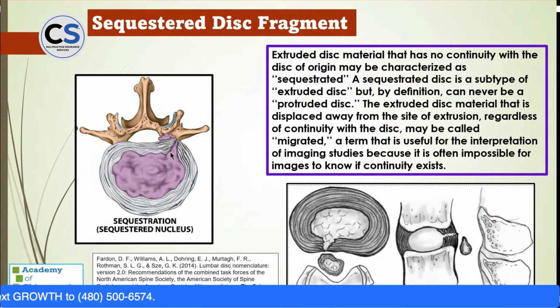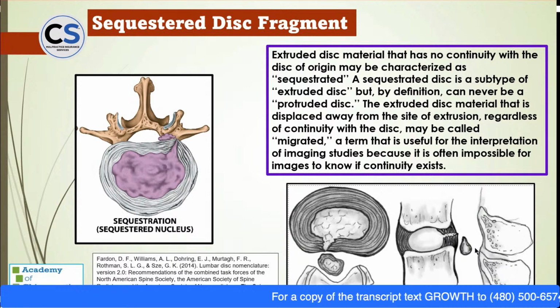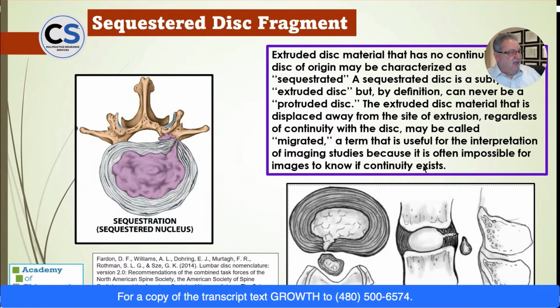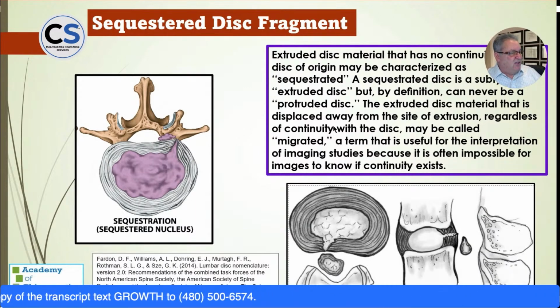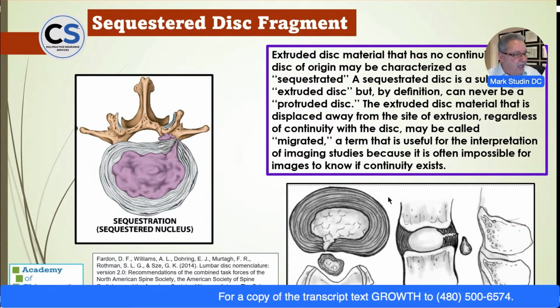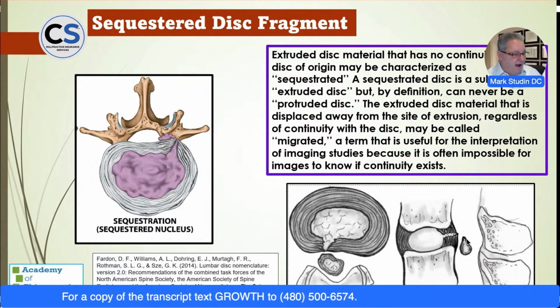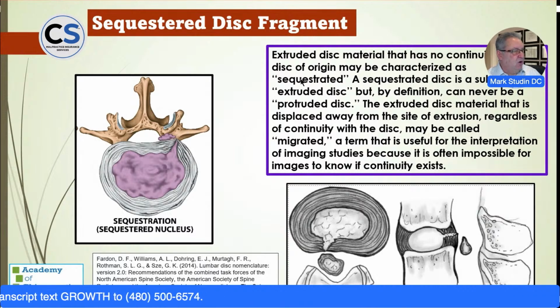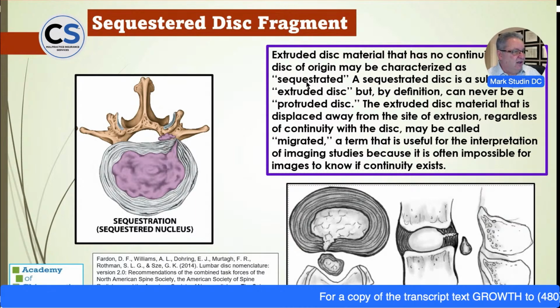Now here we have a fragment. When you have a disc piece that comes out and breaks off, this is a fragment, okay? It's an extruded material that is displaced away from the side of the extrusion. Despite the continuity of this, maybe called migrated, but once it is away from the body of the disc, it's sequestered or fragmented. It's still extruded, but it can never be a protrusion. It's an extrusion and it's sequestered.